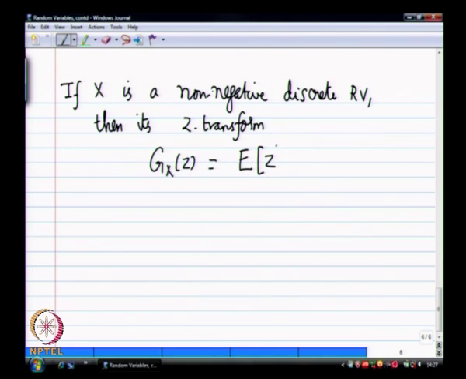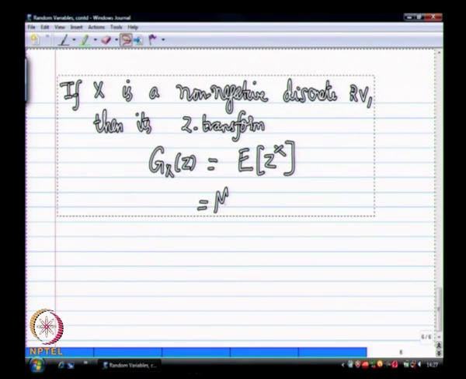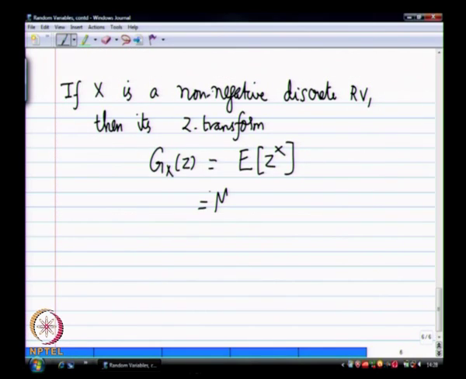So you would have this as z to the power x. There is some variable z to which you are raising your random variable. Make sense? Do I have to explain that? Have you got that?